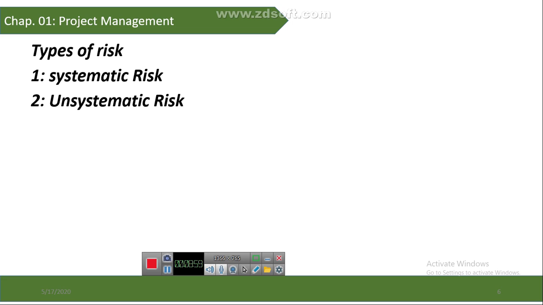Through interviewing and SWOT analysis, we can identify the risk. So first, for risk, you will identify the risk, then you will rank the risk, and then you should follow the TARA model. T means transfer, A means accept, R means reduce, A means avoid.